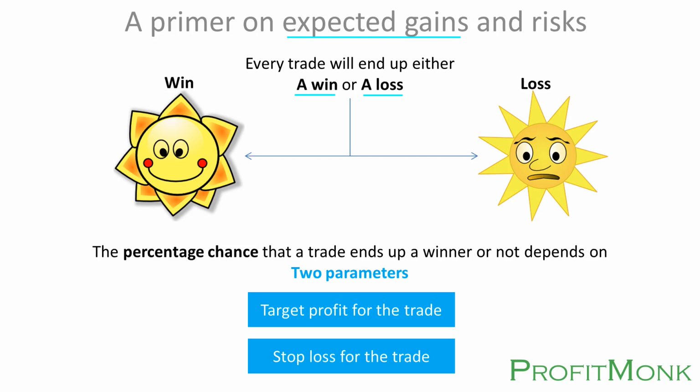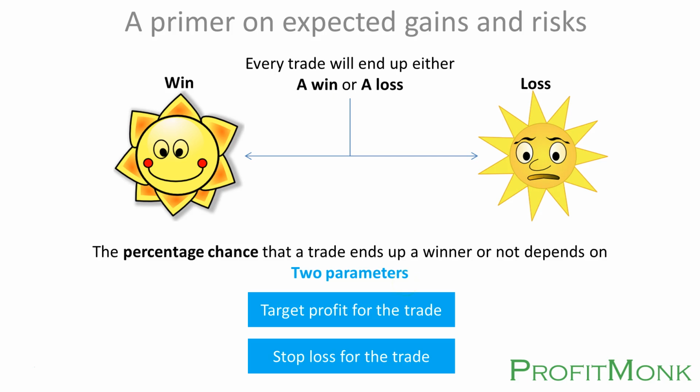So if a trade ends up as a win or a loss, looking at the percentage chance of each of that, you can decide what are going to be the expected gains of following that particular trading philosophy. Now, in case of ProfitMonk.com, the chances that a particular trade ends up as a winner or not depends on two parameters. Or maybe I'm oversimplifying it, because there are slightly more than two parameters, but I think that is sufficient for the purpose of this chapter.